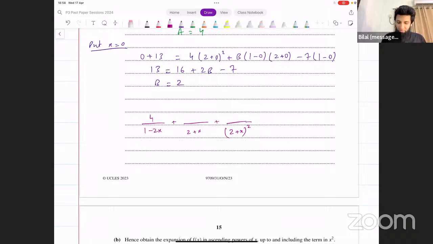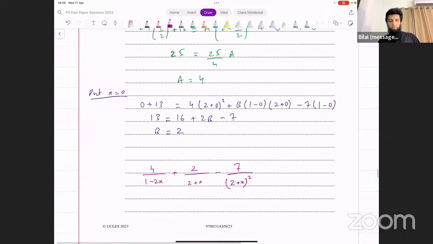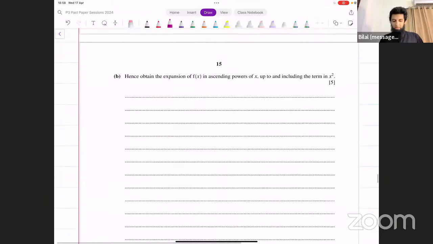A is 4, B is 2, C is minus 7. So these are the final partial fractions that we got. Okay, that's the final result that we have. All good. Let's look at the next part now.